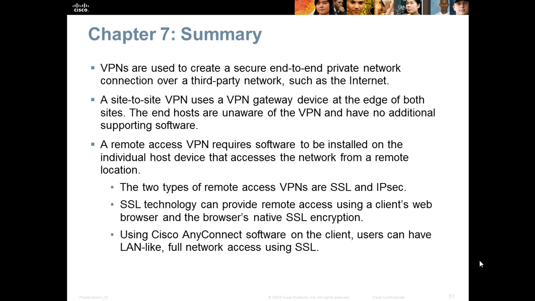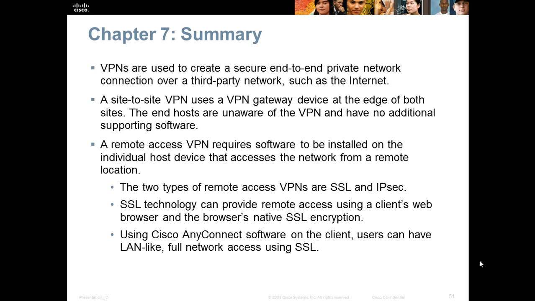Chapter 7 Summary. In this chapter, we discussed the different concepts of VPN, and how VPNs are used to create a secure end-to-end private network connection over a third-party network, such as the internet. A site-to-site VPN uses a VPN gateway device at the edge of both sites. The end hosts are unaware of the VPN and have no additional supporting software. We talked about a remote access VPN, which requires software to be installed on the individual host devices that access the network from a remote location.